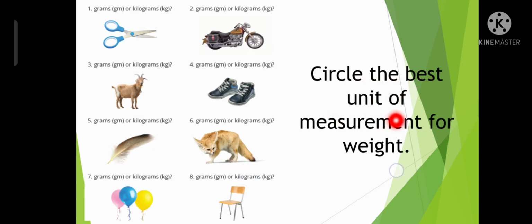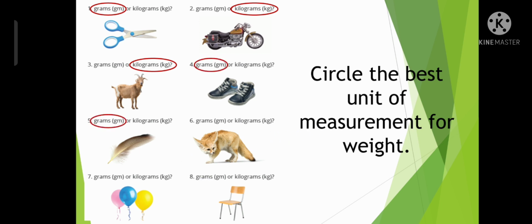Circle the base unit of measurement for weight. For units of measurement, we took gram and kilogram. Gram is for lighter objects and kilogram is for heavier objects. So the first one, car, will be gram. Motorcycle will be kilogram. Goat will be kilogram. Cheese will be gram. Feather will be gram. Animal will be kilogram. Balloon will be gram. Chair will be kilogram.